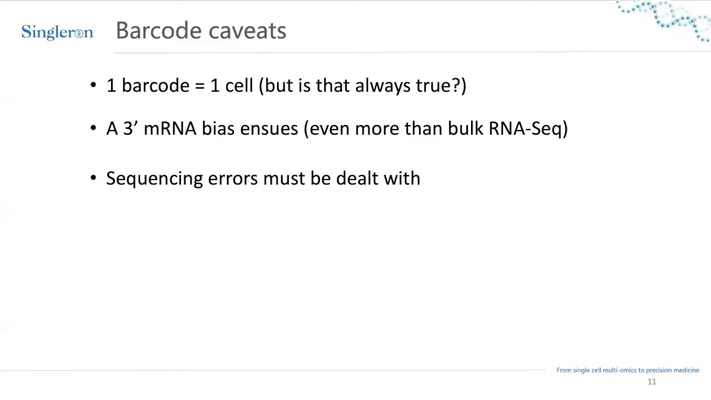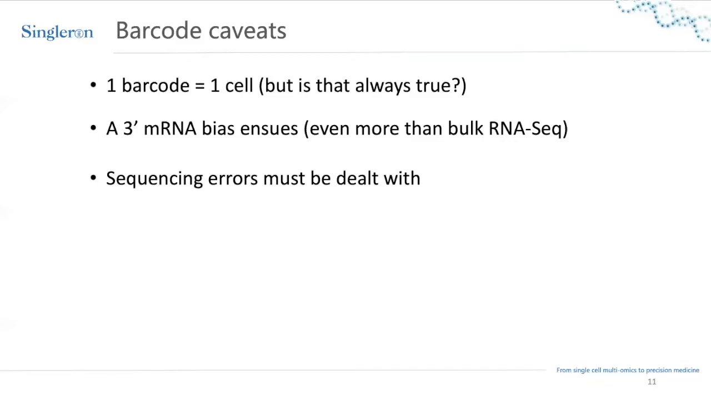A second problem is that you always have to use your barcodes, therefore a 3' mRNA bias ensues. This is, of course, common to bulk RNA sequencing in general. Wherever you use poly A tail enrichment, you're going to have this 3' mRNA bias. But in single-cell sequencing, the bias is even more pronounced. That's because you always need to take your reads back to the barcode of origin. If you lose this connection between your barcode and the read, then it's kind of useless because you don't know where the transcript comes from.